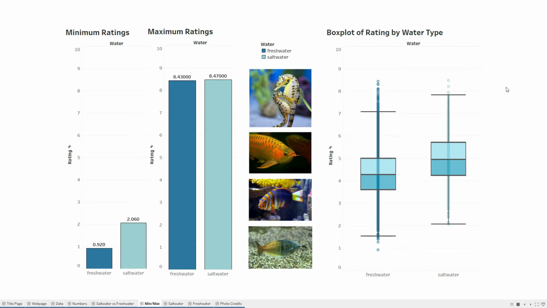A box plot of ratings by water type reveals that the interquartile range is actually very similar between the two water types. The majority of the data for both water types are within an interquartile range of approximately 1.4 to 1.5. But overall, freshwater fish have lower ratings than saltwater fish. The box plot also reveals that the data for freshwater fish is a little skewed to the right. So the mean for freshwater is actually being pulled a little bit higher than where the true middle of the data is.